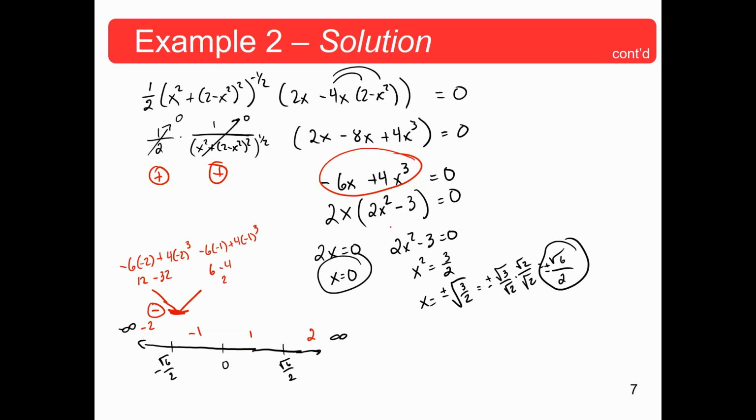Now if I plug in 1, I get negative 6 times 1 plus 4 times 1, which is negative 6 plus 4, which is negative 2. So once again, we are decreasing. That means 0 is actually a relative maximum. And then back to positive 2, negative 6 times 2 plus 4 times 2 cubed is negative 12 plus 2 times 2 is 4 times 2 is 8 plus 32. Negative 12 plus 32 is a positive number, so we are increasing, which means root 6 over 2 is another minimum. So we have 2 points with 2 minimum values.